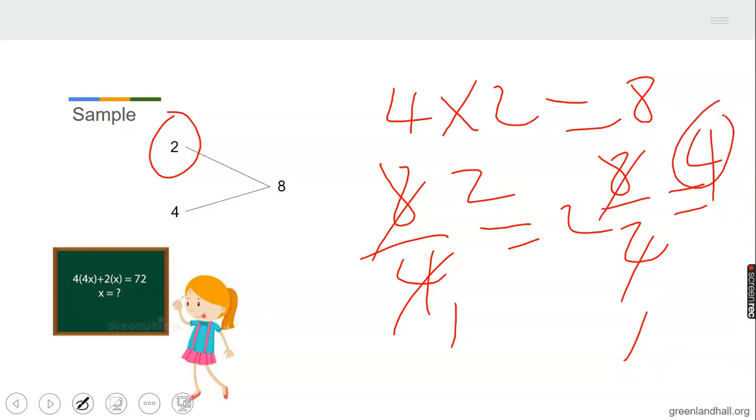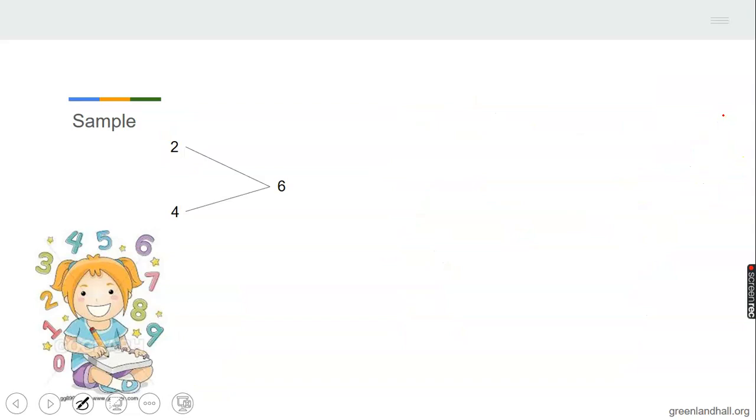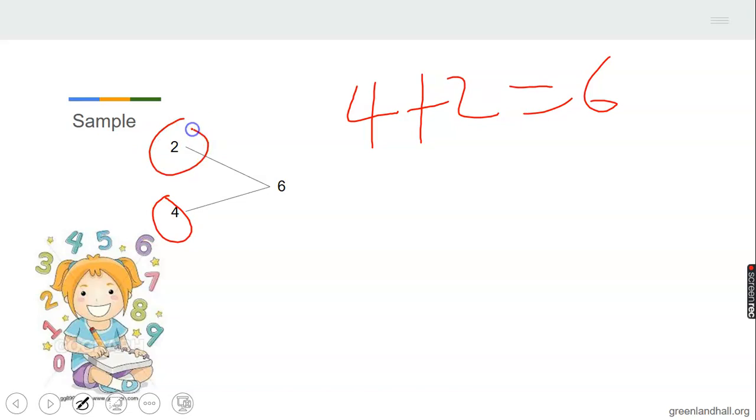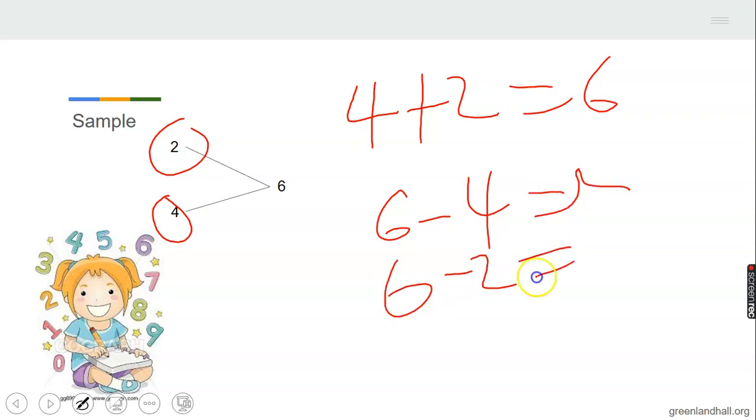Brilliant. So one more sample. This is going to be plus, I guess, 4 plus 2 equals 6. Now, who can tell me, quick one, how do I get my 4 or my 2? So sharp, just tell me. Beautiful, got it. 6 minus 4 will give me 2, and 6 minus 2 gives me 4.